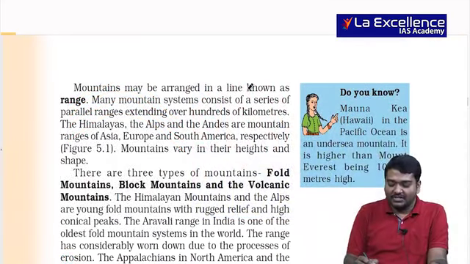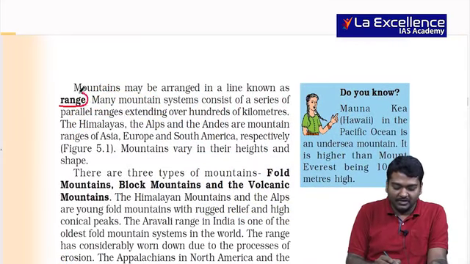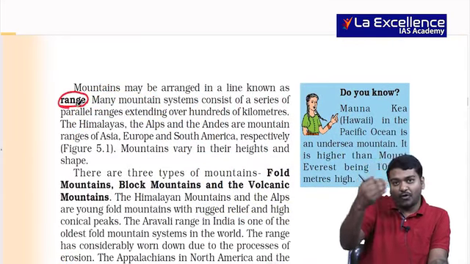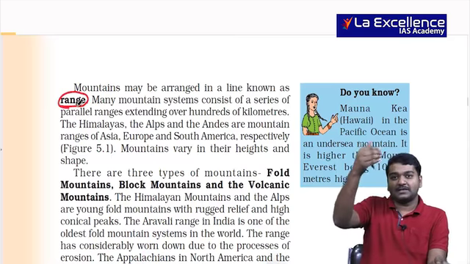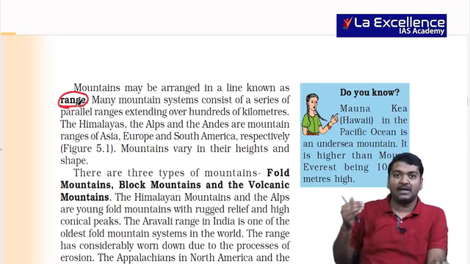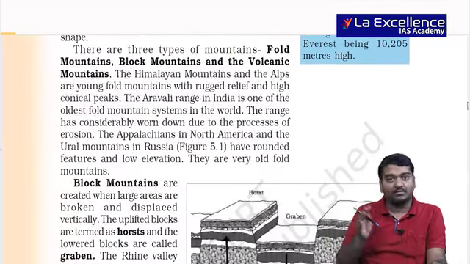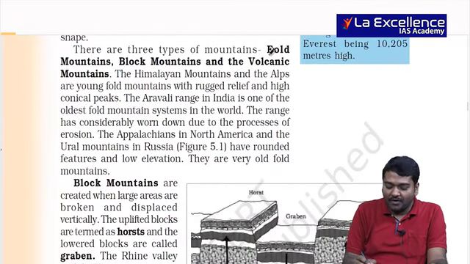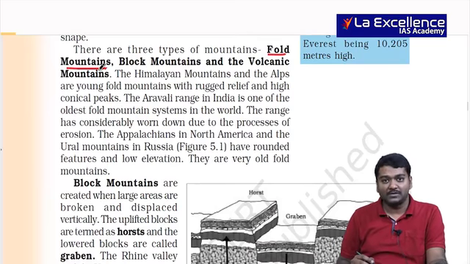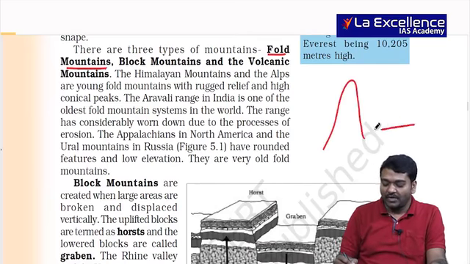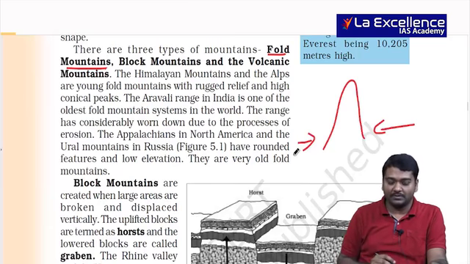Mountains may be arranged in a line known as ranges. The Himalayas have 4 parallel ranges: Trans-Himalayas, Greater Himalayas, Lesser Himalayas, Shivaliks. The Alps are also present in this. There are 3 types of mountains. One is known as fold mountains, which is usually caused because of the folding from both sides, or 2 plates; whenever they converge you get fold mountains.